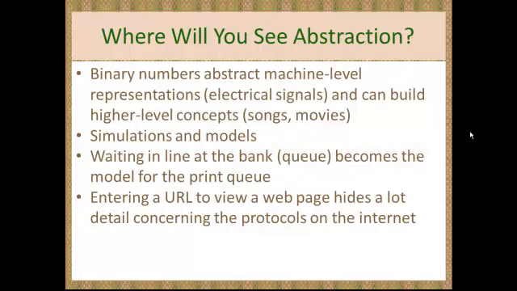Simulations and models are an abstraction. Someone waiting in line at a bank, that line is called a queue, becomes a model for the print queue.